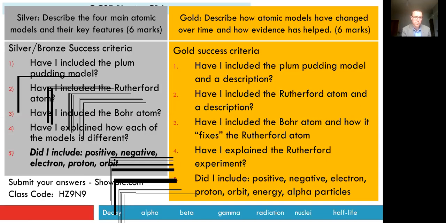We've given you quite a lot of help there with the success criteria. Okay, so work through the success criteria and try to write a coherent 6-mark question answer, and try to pay attention to your spelling and grammar as well if you can. When you've written your answer, you can either do it on a computer or you can do it on a piece of paper. If you've done it on paper, you can take a picture of it.